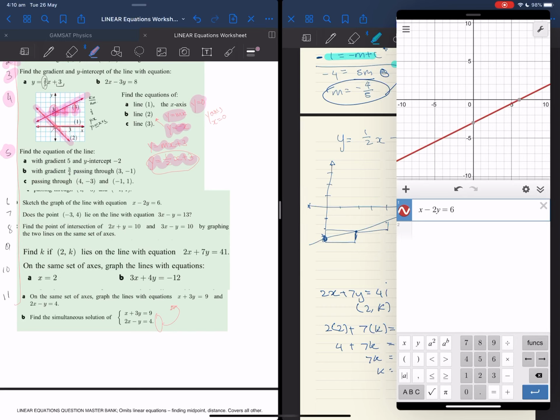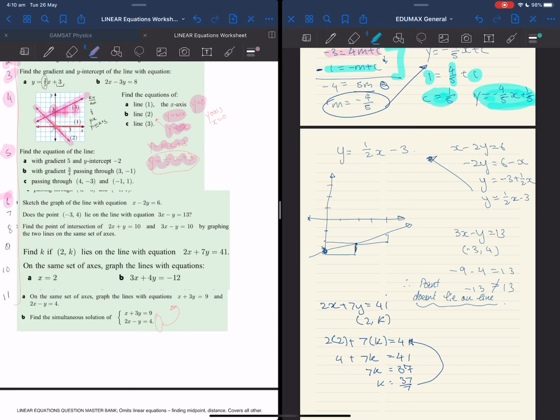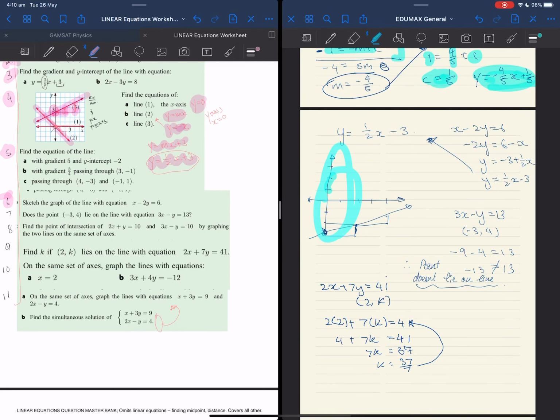Does the point -3, 4 lie on the line with the... So we finished this one, by the way. Does it lie on that? Very simple. The sketch question is solved, and I solved it here. If you really want to, you can just look through how I solved it.